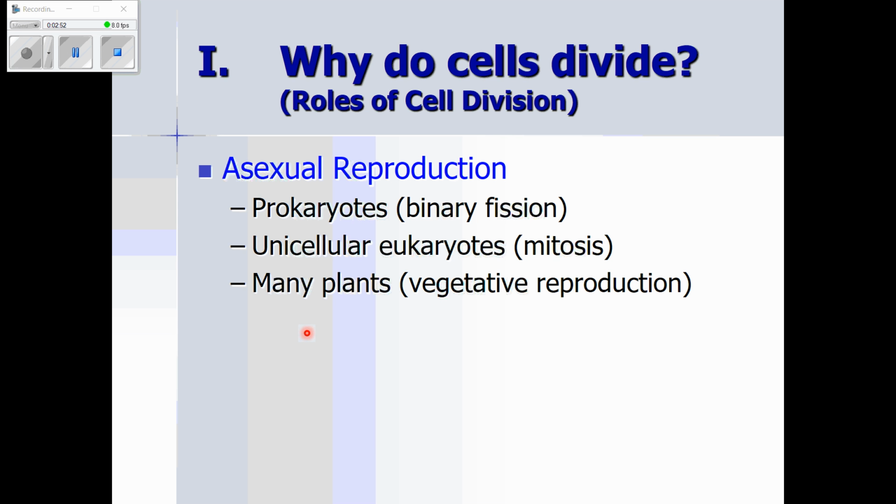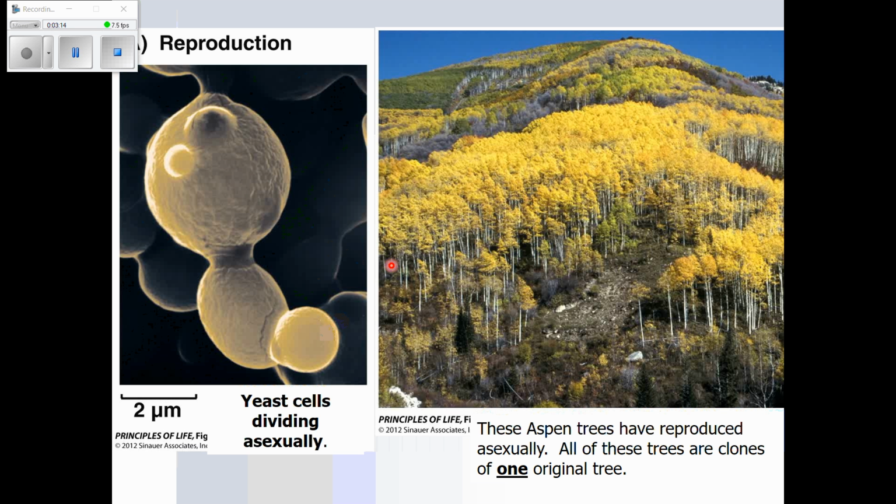Many plants are capable of using cell division to carry out asexual reproduction. It's important to note here that plants also reproduce sexually. But I wanted to show you an example of vegetative reproduction, which is asexual reproduction amongst plants. In this photo here, you're looking at a mountainside in the Rocky Mountains of Colorado, and these beautiful trees that you see with their fall foliage are aspen trees.